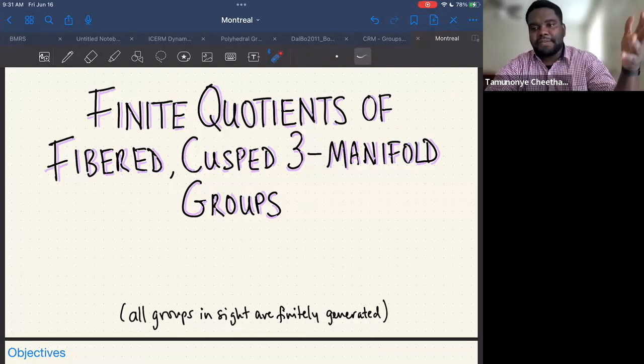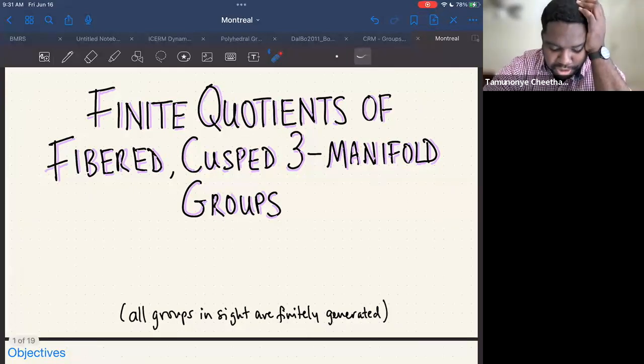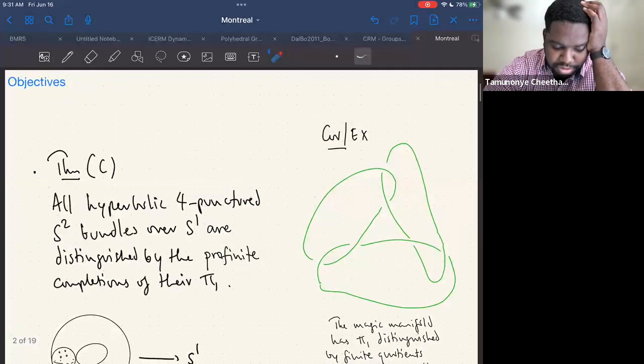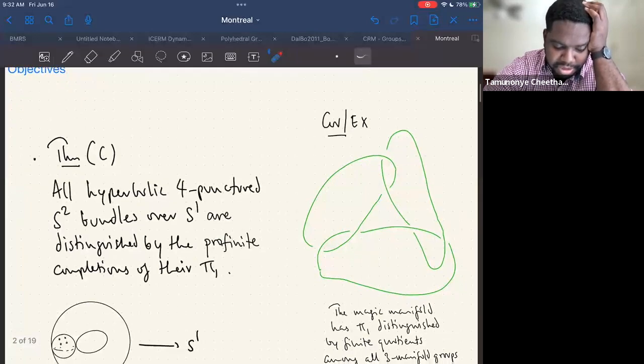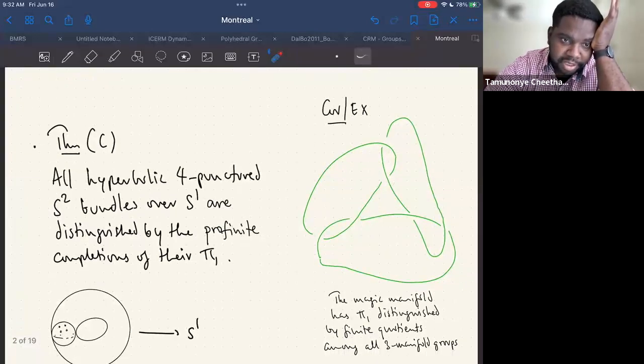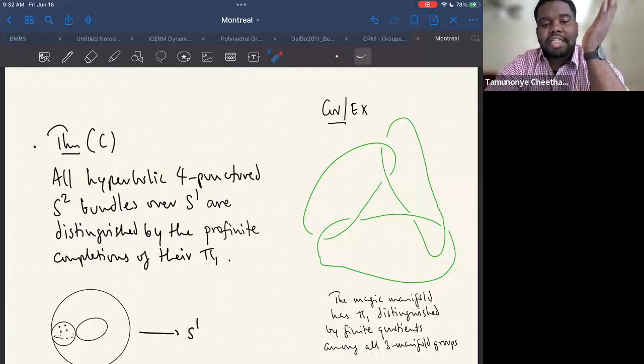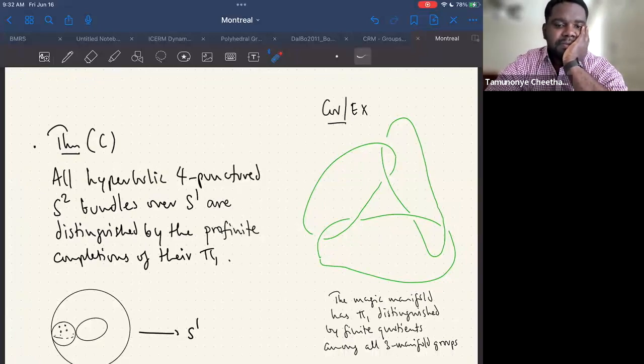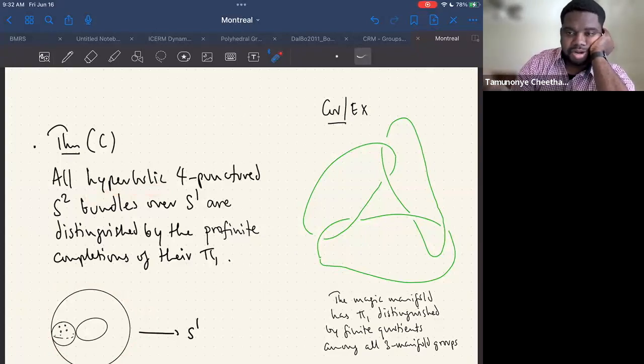But the goal towards which we're working this morning is to try to motivate this theorem: all four punctured sphere bundles over S1 are distinguished by the profinite completions of their fundamental group. So four punctured sphere bundles look like this. And hyperbolic is important. I need the property hyperbolic. And so here's a rather famous example, the magic manifold.